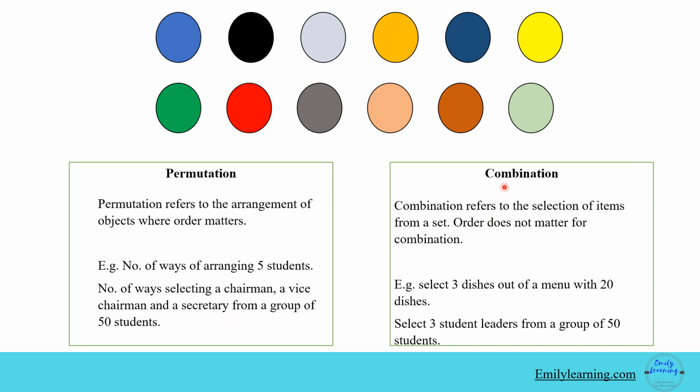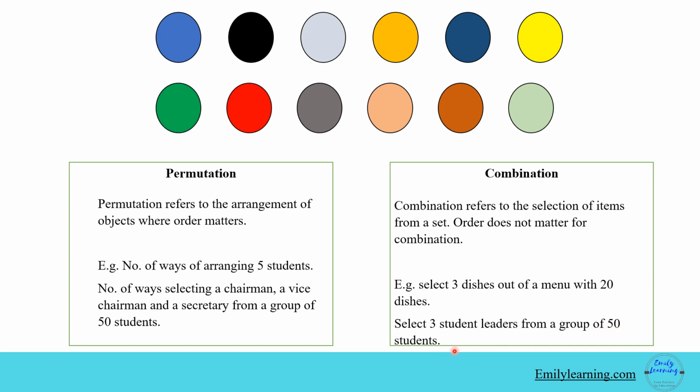All right. For combination, we are selecting items from a set and order does not matter. For instance, we want to select 3 dishes out of a menu with 20 dishes. This is a combination because it doesn't matter which dish we select first, second, or third. Another example: select 3 student leaders from a group of 50 students. Out of the 50 students, I'm going to select 3 student leaders.